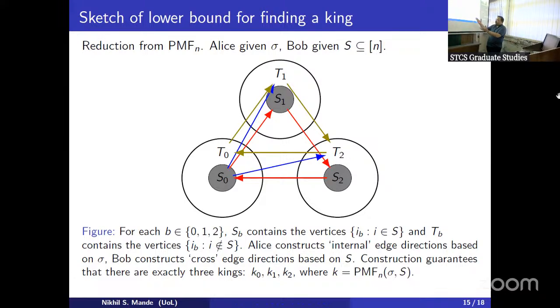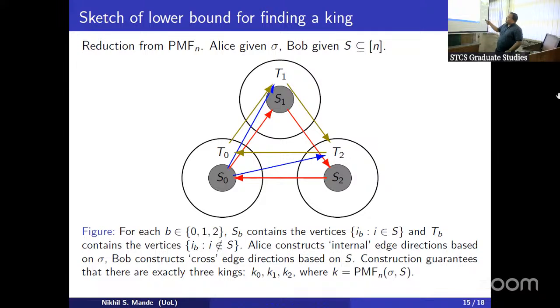And then I'm going to argue here that if they can find a king, any king in this tournament that they jointly locally constructed, this will give them the answer to PMF. Okay, this is the sketch. And maybe I can even tell you how the construction works.